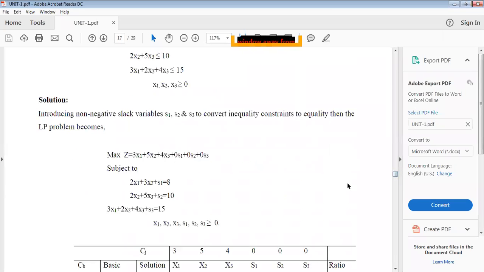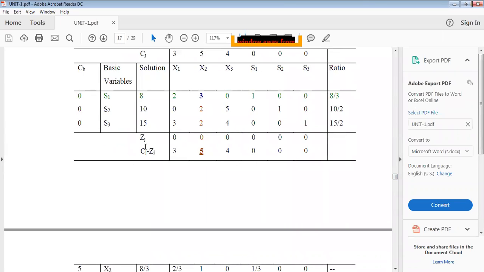because this is a maximization problem. In a maximization problem, in Cj minus Zj, what is the maximum value? You have to identify the maximum positive value. Of 3, 5, 4, 5 is the maximum positive value, and you mark a vertical arrow here. So it is going to be the entering column. In the entering column there are 3 elements, 3, 2, 2, and we divide the right-hand sides 8, 10, 15 by these to identify the key element. So you get 8 by 3, 10 by 2, 15 by 2. Among all these, what is the least ratio?